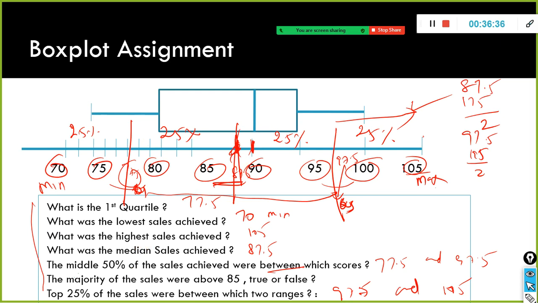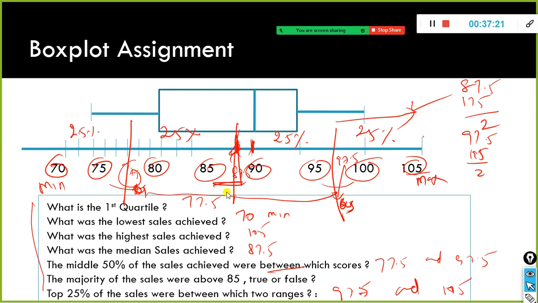For example, you take this one: the middle 50% sales achieved were between here. So you can say the middle 50% sales were achieved between 77.5 to 97.5. Or what does this 77.5 say? 25% of the members of the sales team achieved the sales at 77.5 or below 77.5. So you can locate in which quartile the values are.